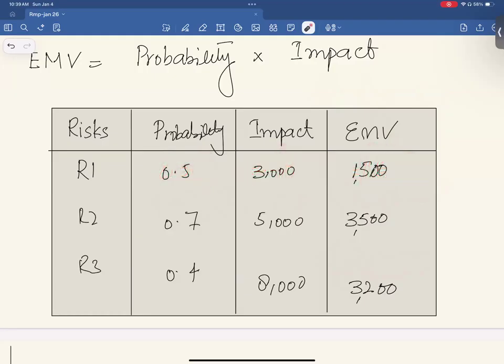So for individual risk, you sit with the team, you calculate probability, you come up with the impact, you multiply it. So you do this with all the risks, right? This is how it is done.